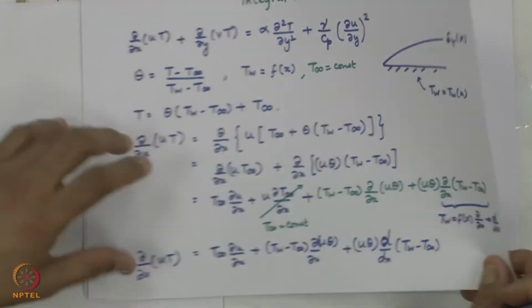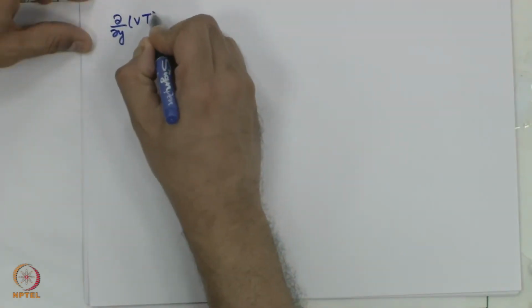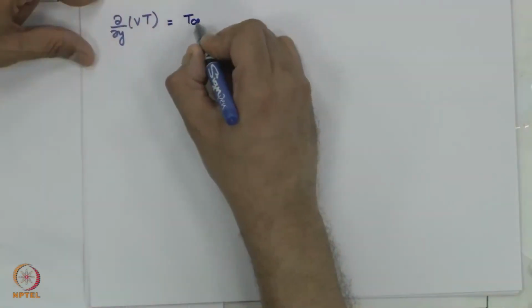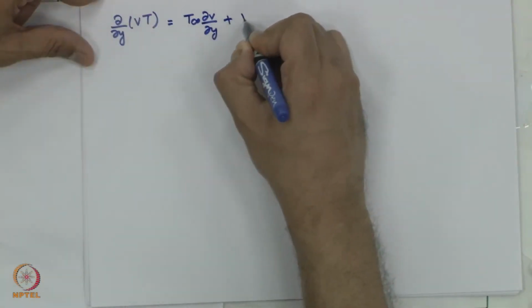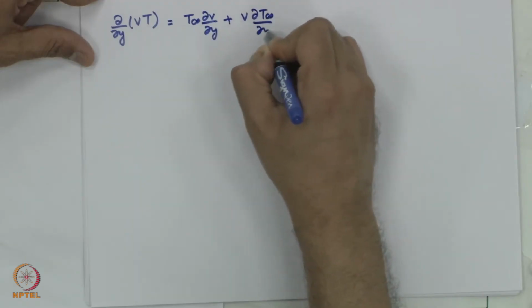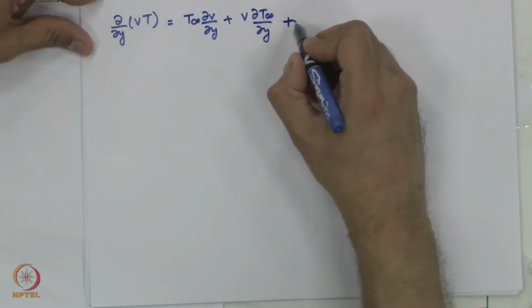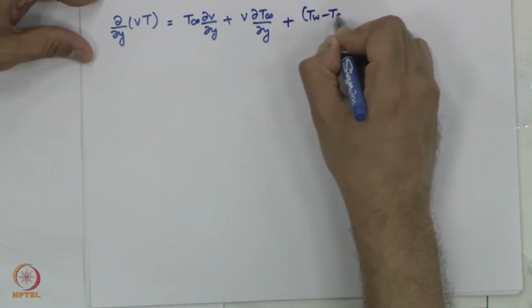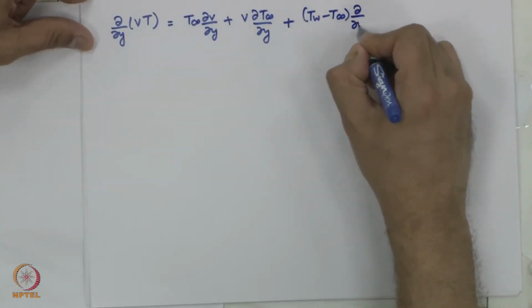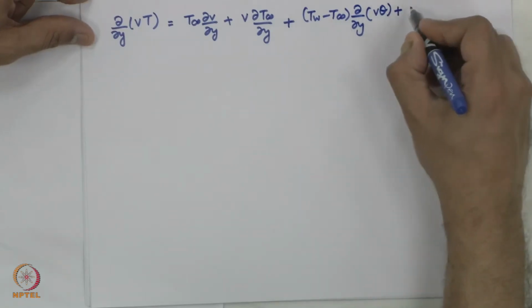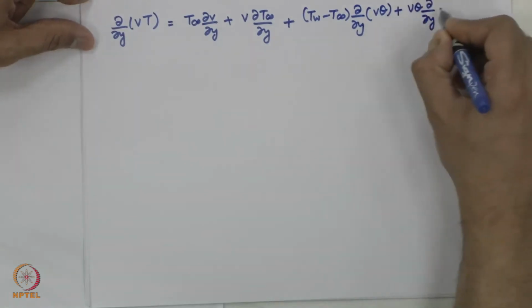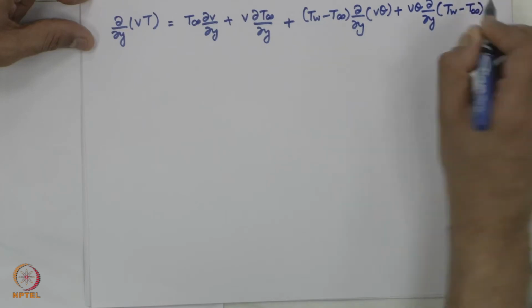Okay. Now, the second term, which is d by dy of Vt, I do exactly the same thing. Substitute for T, multiply by V. I can write this as T infinity dV by dy plus V dT infinity by dy plus Tw minus T infinity, exactly the same way, d by dy of V theta plus V theta d by dy of Tw minus T infinity.